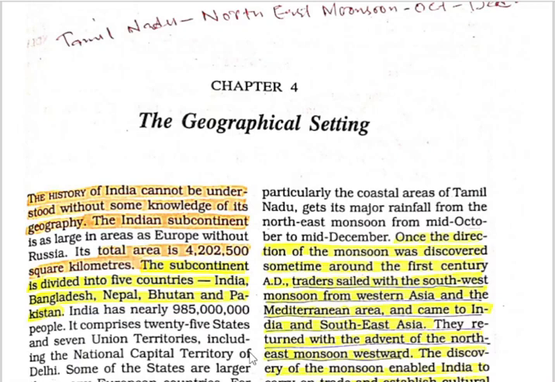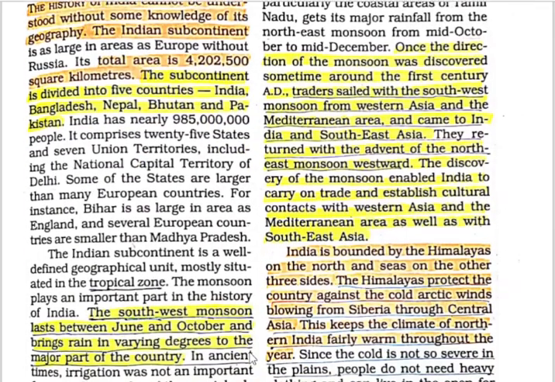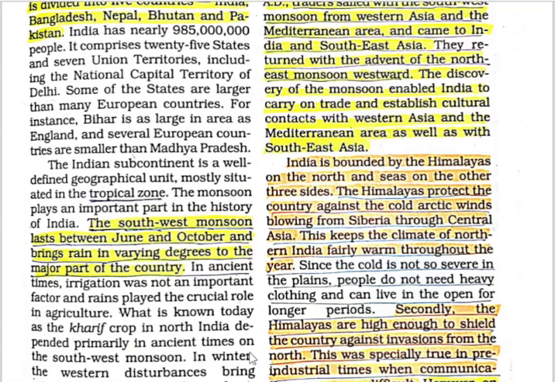So let's get started. The Indian subcontinent has a total area of 42 lakh 2,500 square kilometers, and the subcontinent is divided into five countries, that is India, Bangladesh, Nepal, Bhutan, and Pakistan. The Indian subcontinent is mostly situated in the tropical zone. So the monsoon plays an important part in the history of India.